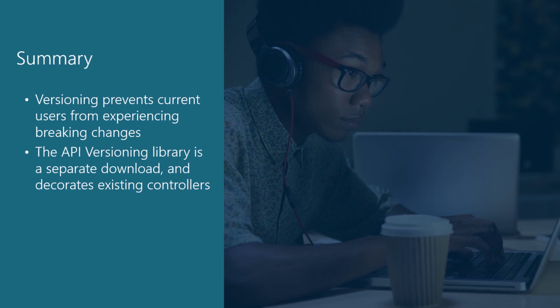In this module, we discussed why versioning is important. It helps public APIs from breaking functionality for existing users and allows you to continue development forward. The API versioning libraries of ASP.NET Core are opt-in, and they have to be installed separately. But once they're installed, these libraries decorate existing controllers and actions to add versioning elements.